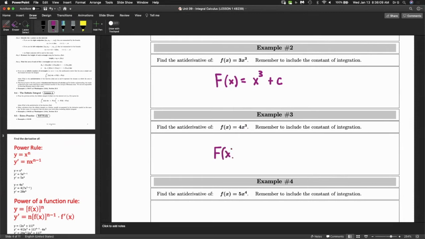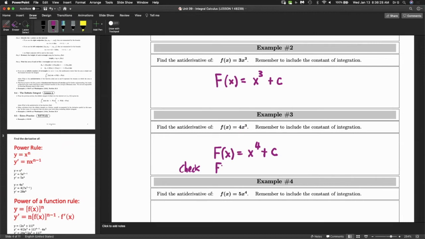And if you're not sure if that's the answer, you could always check it. How would you check an antiderivative? You would find the derivative. See here? Let me check it. I'm going to check it right now. Check. Okay?